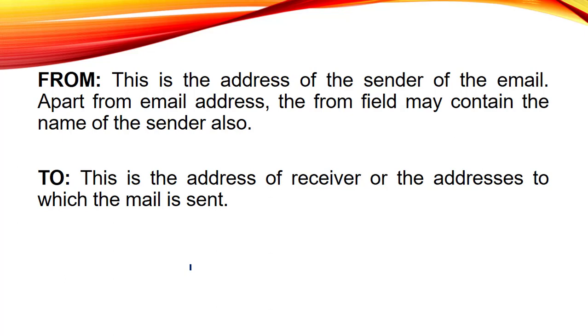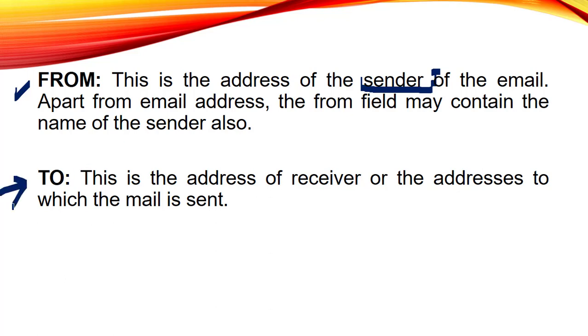The first component is from and to. From. This is the address of the sender of the mail. It means the person who has created this mail, the address of that person will be the from part. Apart from email address, the from field may contain the name of the sender also. It means in this field we can also have the name of the sender. Fine. Then next we have to.